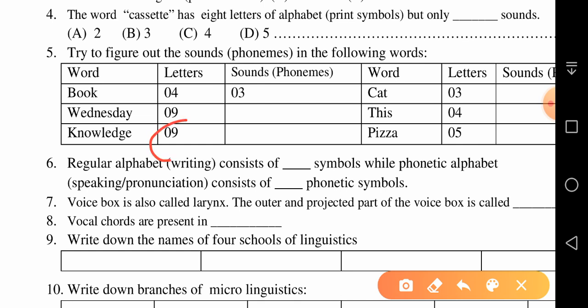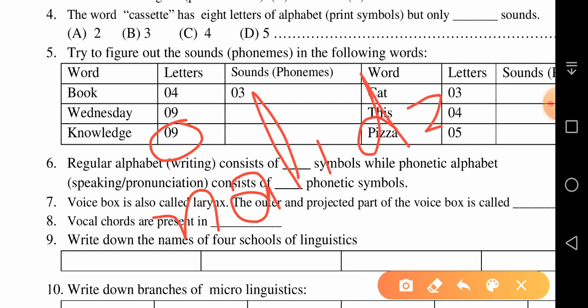Knowledge has 9 letters, but see the sounds. Ledge, ledge. So it becomes like 1 2 3 4 5. This is a double symbol, but it gives us only one sound. This is known in Urdu. The Urdu equivalent is like this, ja.